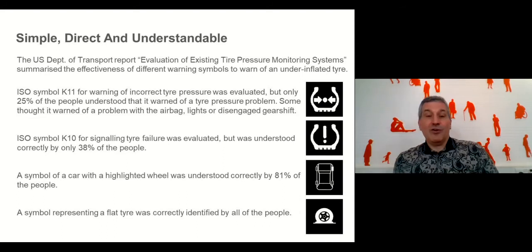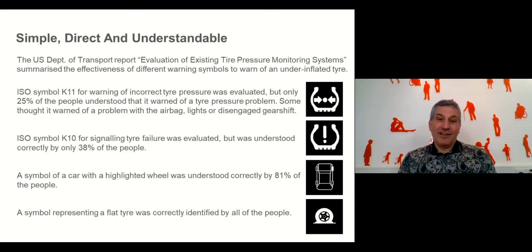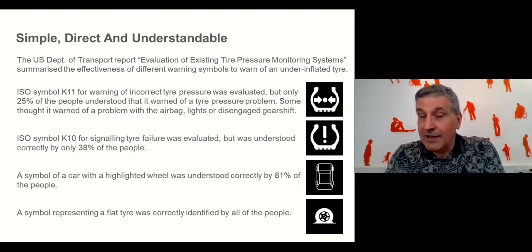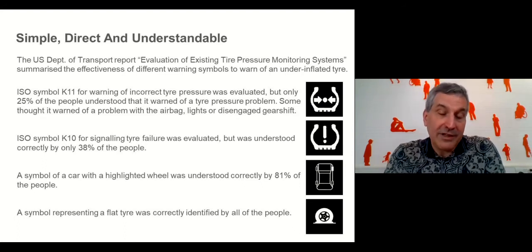The vehicle with one of its tires colored in, that one did much better, 81%, but practically 100% of this several thousand people indicated the bottom image as clearly telling them that one of the tires was probably underinflated, which was probably due to the failure of the inflation system.